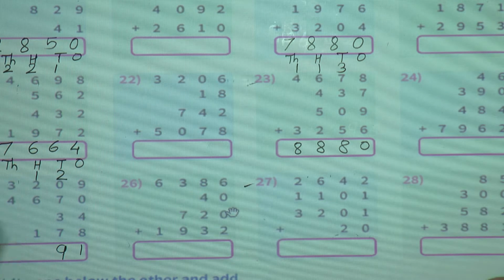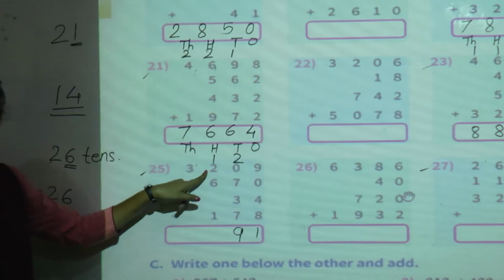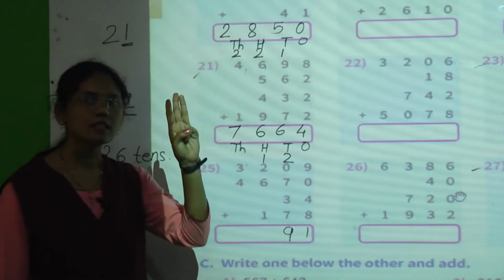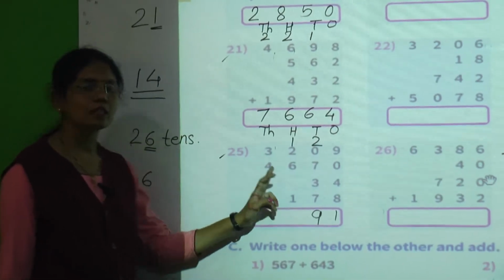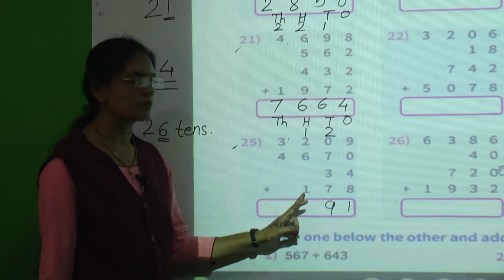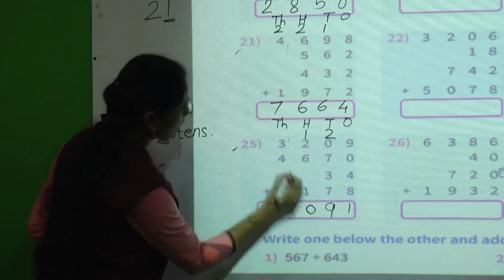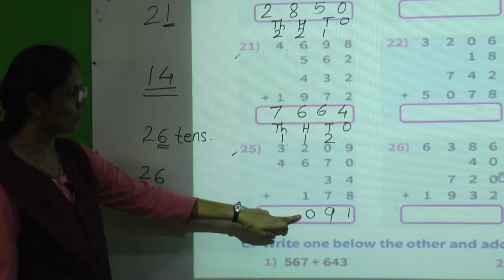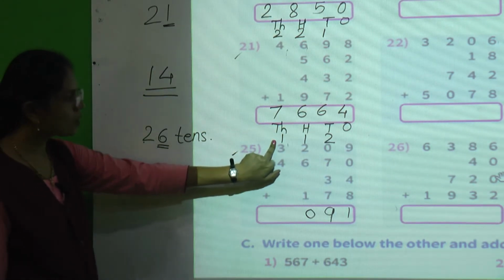Now see the hundreds place digits. 100 plus 200, 300. Okay. Now 3 plus 6, 9. 9 plus 1, 10. So 10 hundreds means what? 0, 100, 1000. So we will put 0 here and we will give 1 carry to the thousands place.